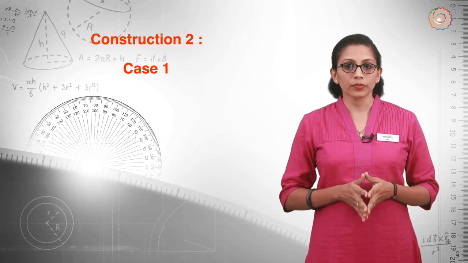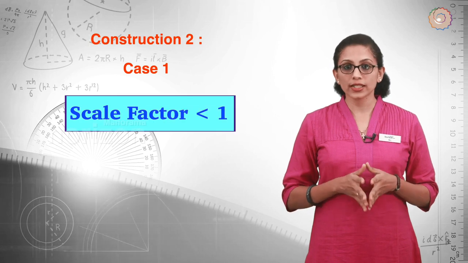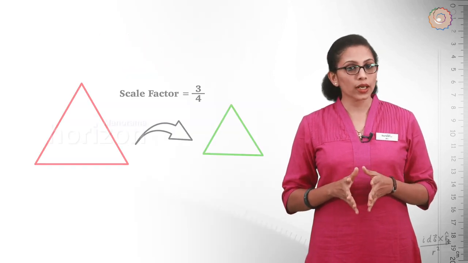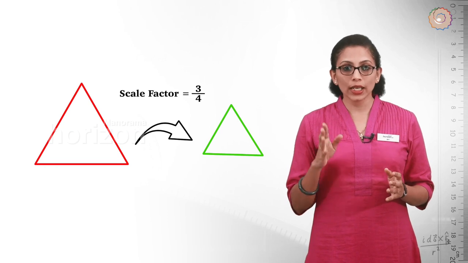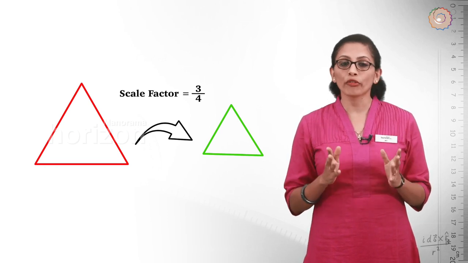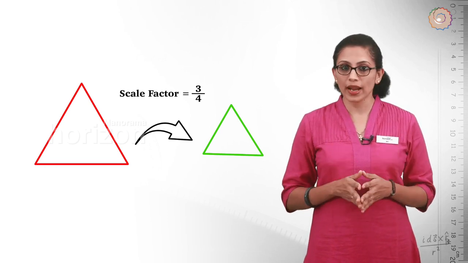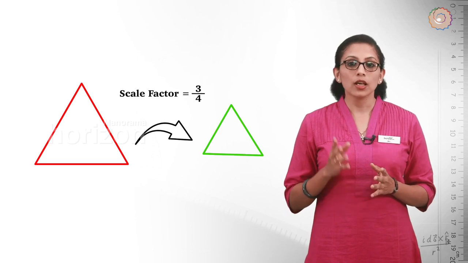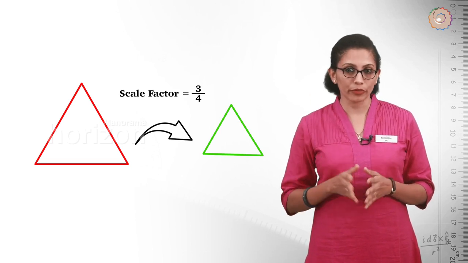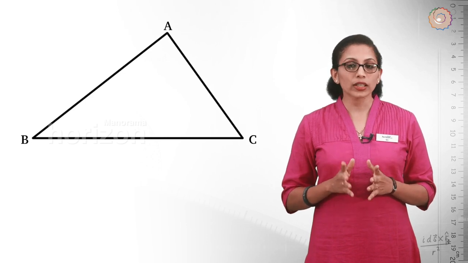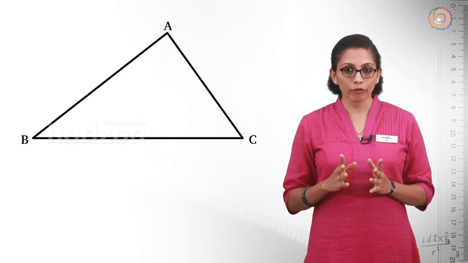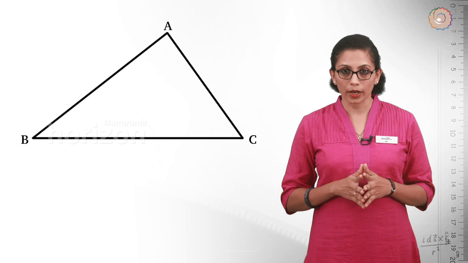Construction 2. Statement. Example 1, scale factor less than 1. To construct a triangle similar to a given triangle ABC with its sides equal to 3/4 of the corresponding sides of the triangle ABC. That is, the scale factor is equal to 3/4. Given a triangle ABC with scale factor equal to 3/4, therefore, the scale factor is less than 1.